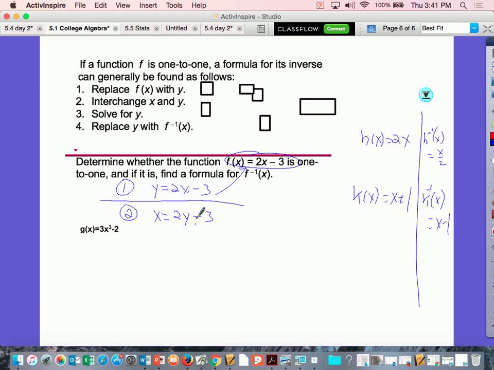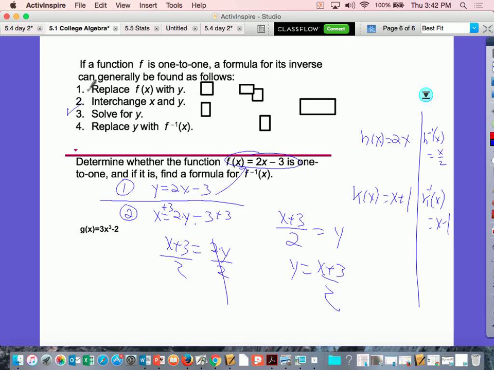Solve for y. So here, we're going to solve for y, and you got to do it in the right order. Remember, get rid of the weakest stuff first. Add 3. Write down what your result is. So it's x plus 3 equal to 2y. Now divide by 2, the whole left side and right side, and you end up with x plus 3 divided by 2 equal to y, or y equals x plus 3 over 2.